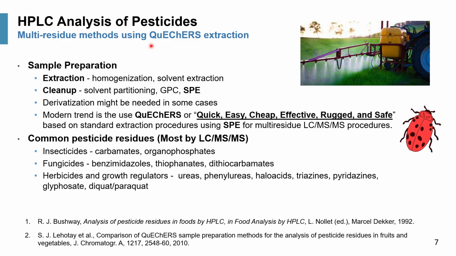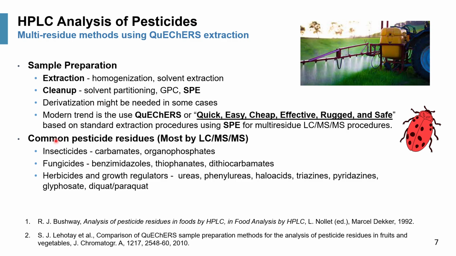So there's a class of extraction methods called QuEChERS, a very popular acronym, and we'll talk a little bit about what it means. So sample preparation and extraction: typically you first homogenize the vegetable, do some type of solvent extraction, then you clean up. You can clean up by various techniques, but the most prominent is SPE, particularly in disposable cartridge form. It can be C18, could be ion exchange, depending on the sample type. In some cases, you might have to derivatize it.